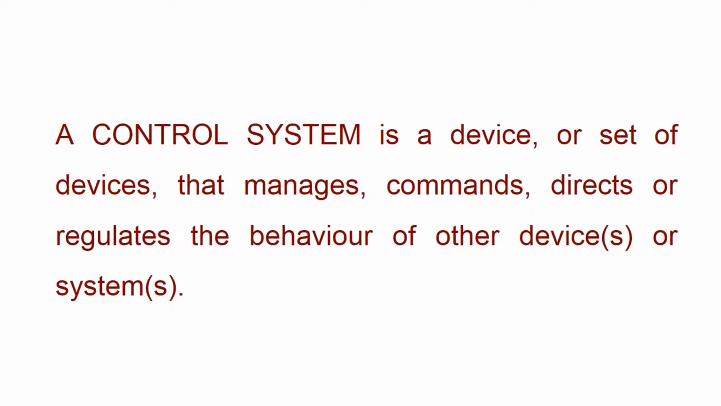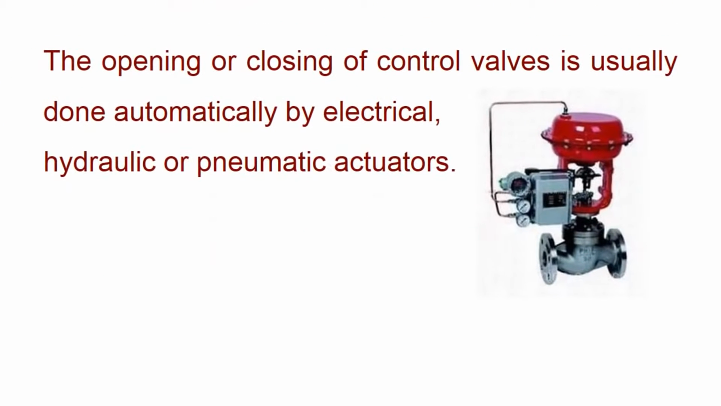A control system is a device or set of devices that manages, commands, directs, or regulates the behavior of other devices or systems. The opening or closing of control valves is usually done automatically by electrical, hydraulic, or pneumatic actuators.